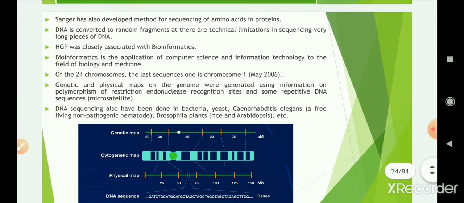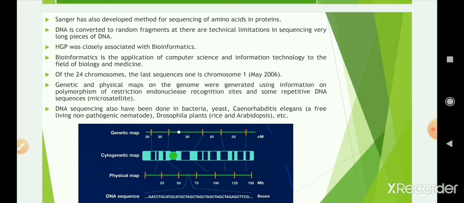As you can observe, Sanger also developed a method for sequencing of amino acids in proteins. First, DNA is converted to random fragments, because there are technical limitations in sequencing very long pieces of DNA. So that is why DNA is converted to random fragments.